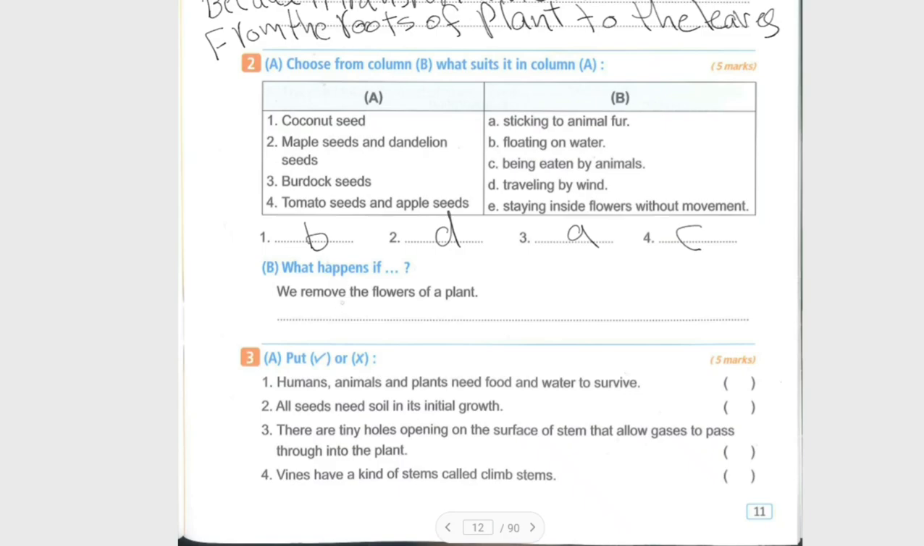Then B. What happens if we remove the flowers of a plant? We said the importance of flowers is that they produce the seeds for the reproduction of the plant. So if we remove the flowers, what happens to the plant? The plant cannot produce seeds for reproduction.